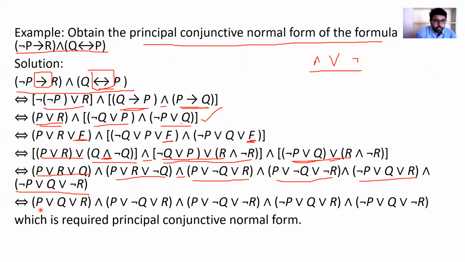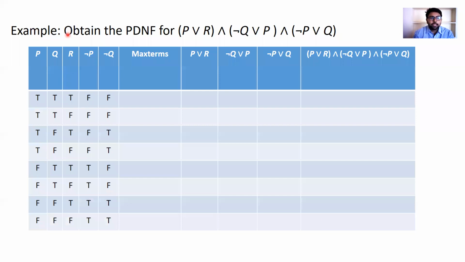Let's see whether we will get the same terms or not. Okay, so to obtain the PCNF, this is a small mistake, please consider this as a C. PCNF. To obtain the PCNF for P or R and negation Q or P or negation P or Q.